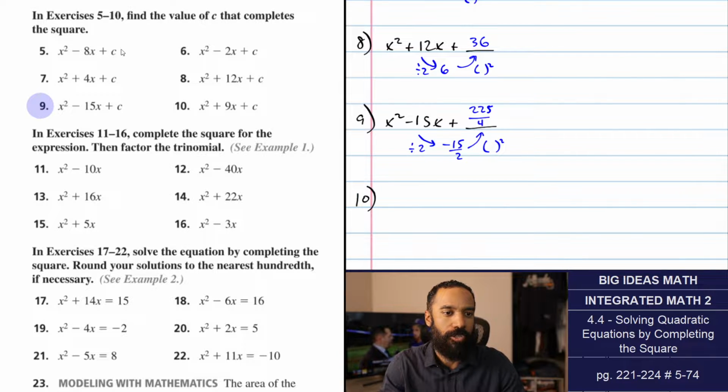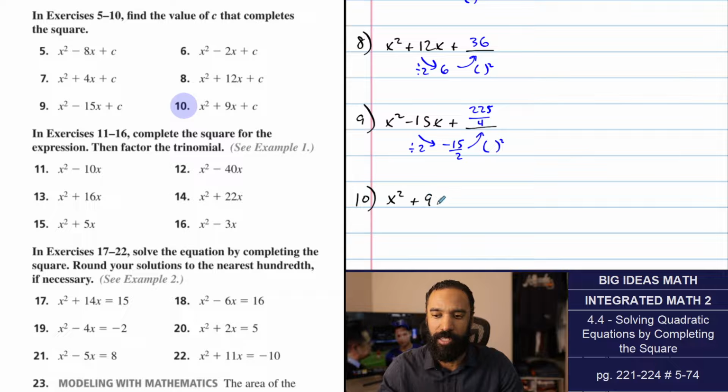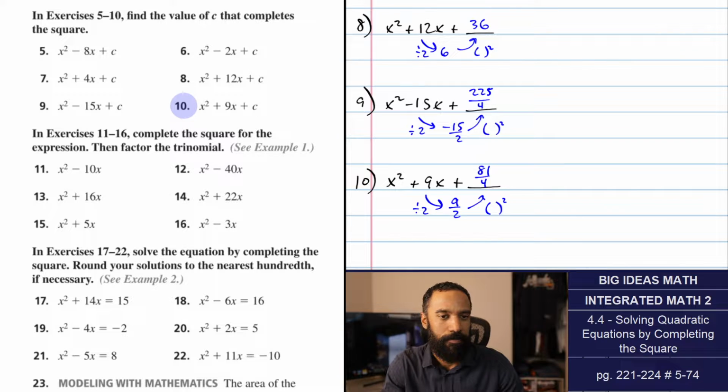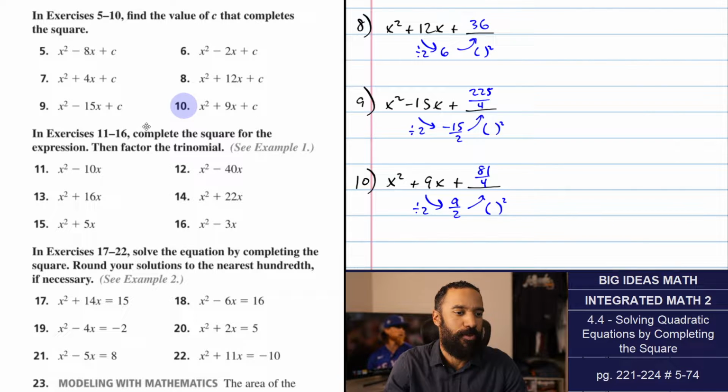Number 10, also an odd number, but a smaller one, which is nice. It actually reminds me of one of the example problems we had, if not being exactly the same. X squared plus 9x plus blank. I think the other was a minus 9x. But remember, your end result is something that you're going to be adding here. 9 halves squared. I'm just putting squared quantity. I'm squaring this, and we get 81 over 4. Okay, that's numbers 5 through 10.